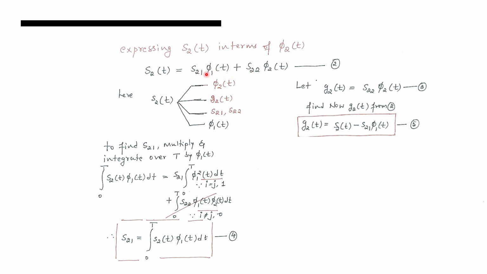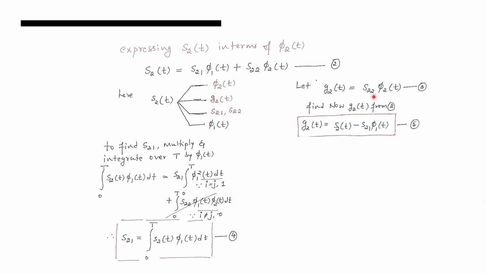On close observation of equation 2, the known terms are S2 of t, S21 and phi1 of t. These two terms are not known. Therefore, let us consider them as G2 of t. Now we can find G2 of t with known values. So G2 of t is represented by S2 of t minus S21 phi1 of t. So G2 of t is known now, but S22 and phi2 of t are not known.